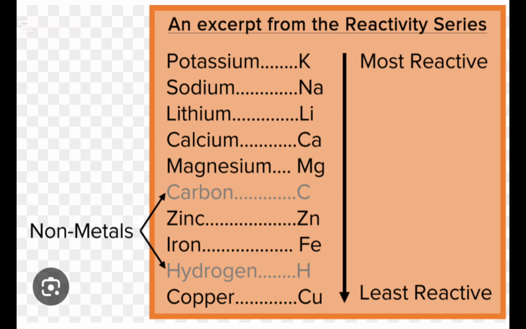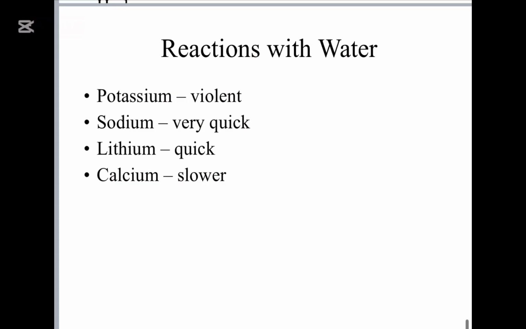Now, I have talked about the reactivity series. Now let's talk about metals reacting with water. Looking at this, potassium reacts violently with water because it's more reactive, unlike sodium, which reacts very quickly. Lithium is also quick, and calcium slower. You can see that as we move down the group, the rate at which they react with water decreases. That is one thing you should know. So, the one that shows the most violent reaction is potassium.